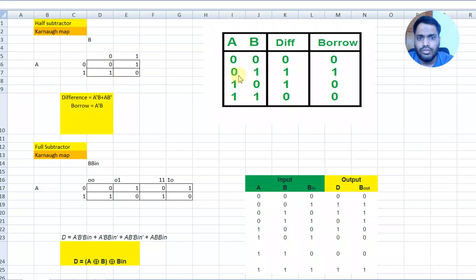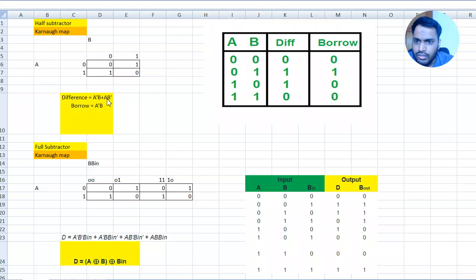Difference is basically the XOR of these two. So 0 XOR 1 is 1, 1 XOR 0 is 1. So for 1 1 it is 0, for 0 0 it is 0. Now for this difference we are writing the K map. So for this 0 1, and for 1 0 it is 1. So that's why we write 1 only in these two cases.